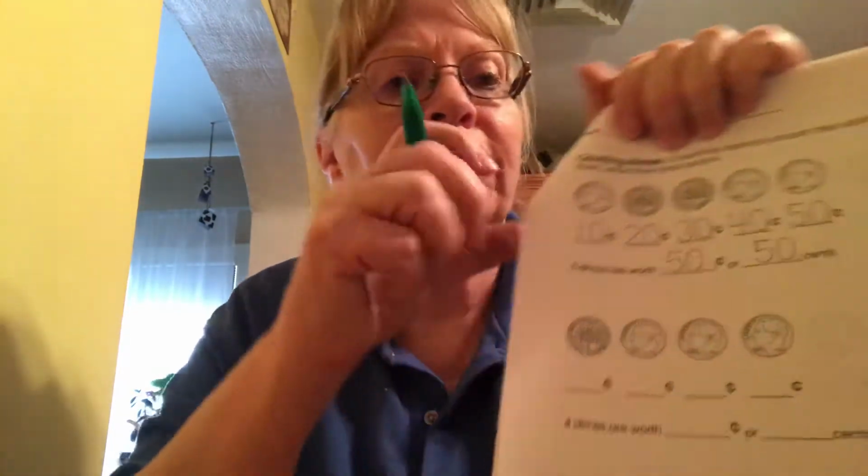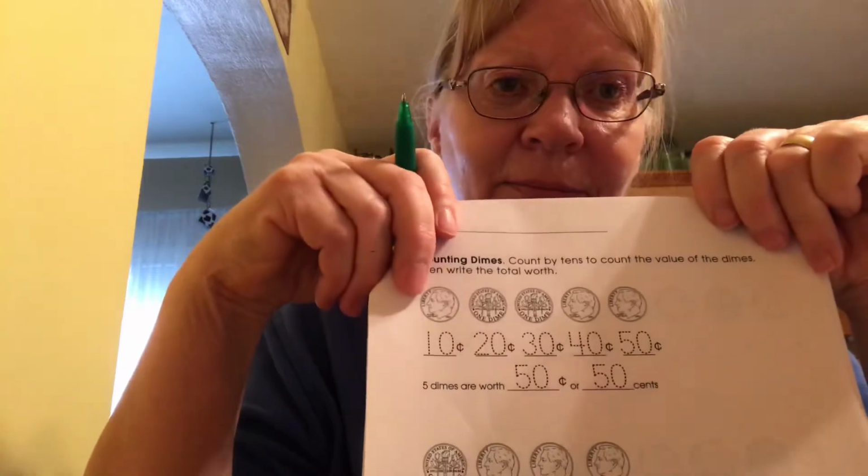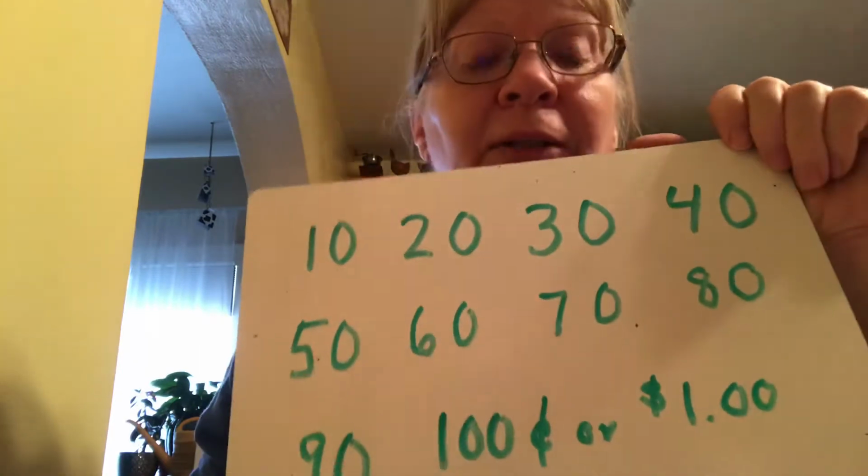So then we're going to be talking about counting dimes. And counting dimes is just counting by tens. You know how when you were younger, you used to count from 1 to 100, and then you count from 10 to 100, counting by tens, 10, 20, 30, 40, 50, 60, 70, 80, 90, 100. Well, that's how we count dimes.